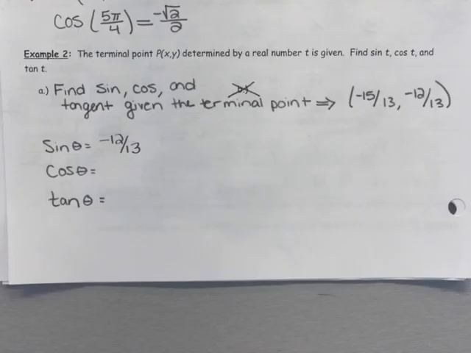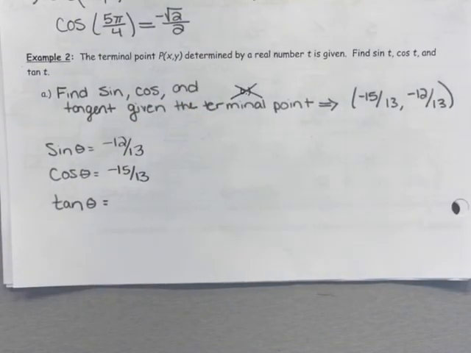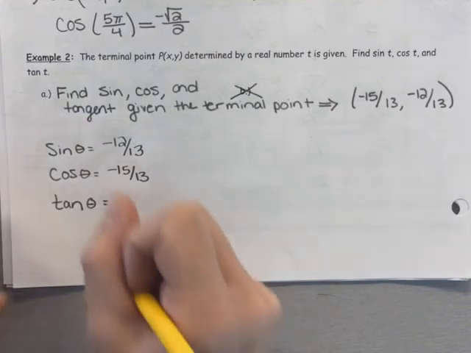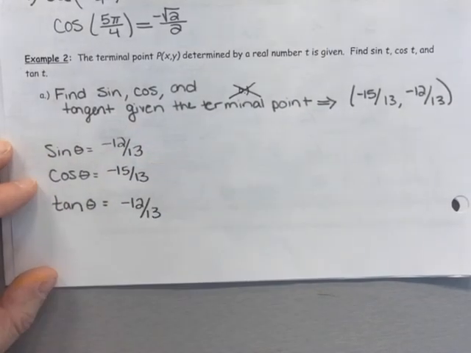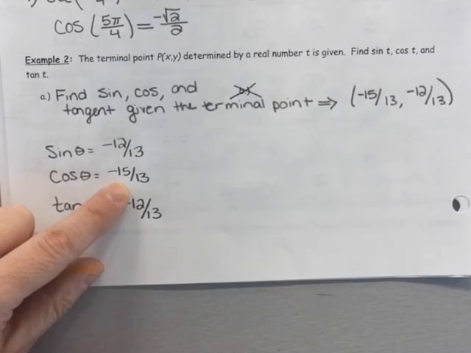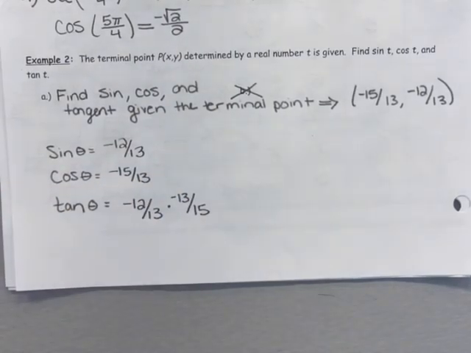What's my cosine? Negative 15 over 13. How easy were those two? Super easy. Can I also find tangent? What calculation do I have to do to find tangent? I have to do what over what? Y over x, sine over cosine. So I'm going to take my sine and I'm going to divide it by my cosine. Instead of division, I'm going to flip and multiply right from the get-go. So this is my sine divided by my cosine.